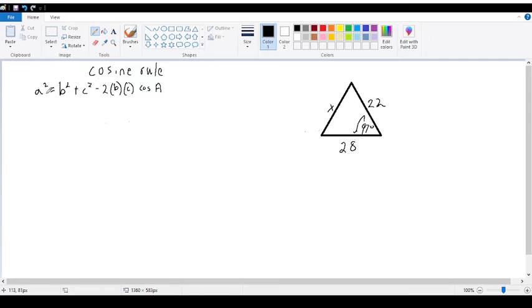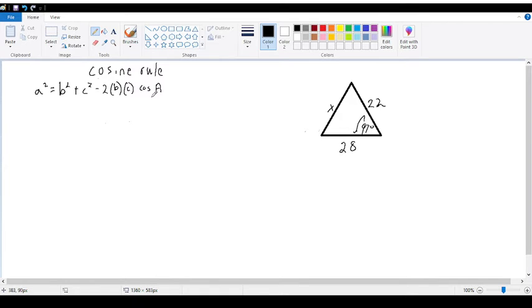Notice this side a corresponds to this angle. So we can say that this x will be replaced by the a, this angle A will be the 97, and b or c doesn't make any difference which one you call b or c in this case. We're just simply going to be calling them the sides that sandwich the angle in between.